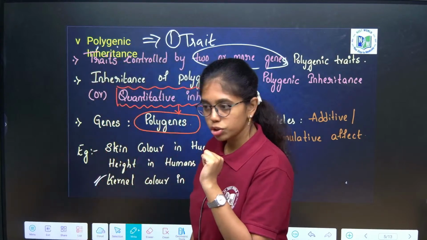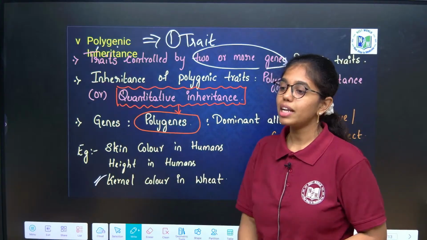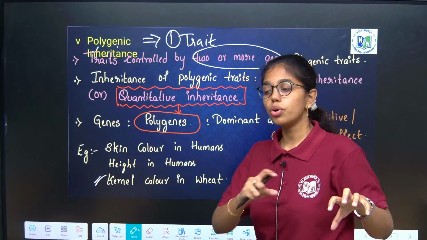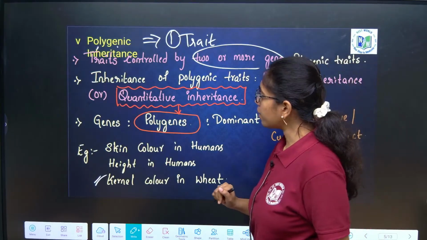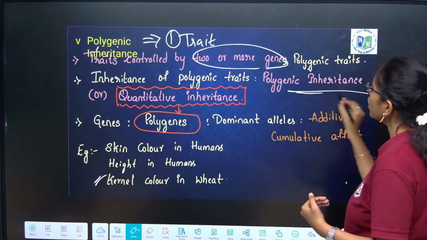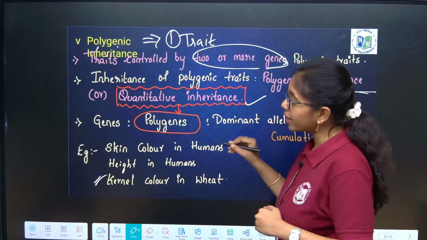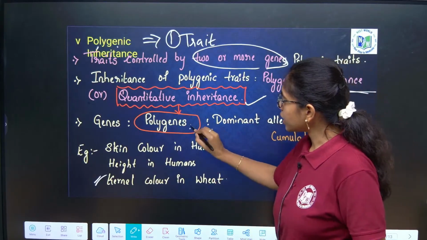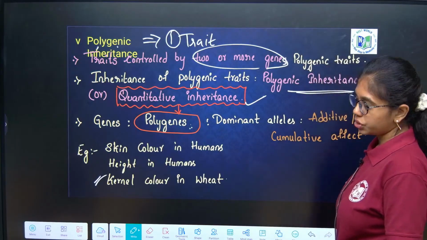Don't get confused with these two terms, polygenic inheritance and pleiotropy. Pleiotropy means one gene showing many effects. Polygenic inheritance means many genes coding for one trait or character. Clear now, beta? So inheritance of these polygenic traits, you will call it polygenic inheritance, or you can also call it quantitative inheritance. And the genes are called polygenes.